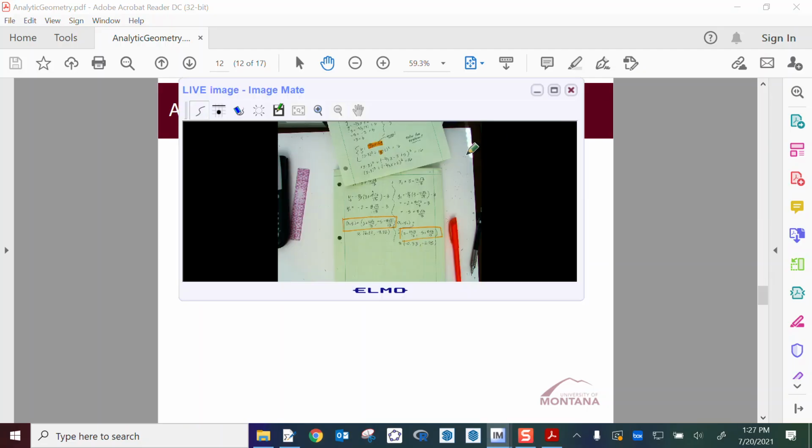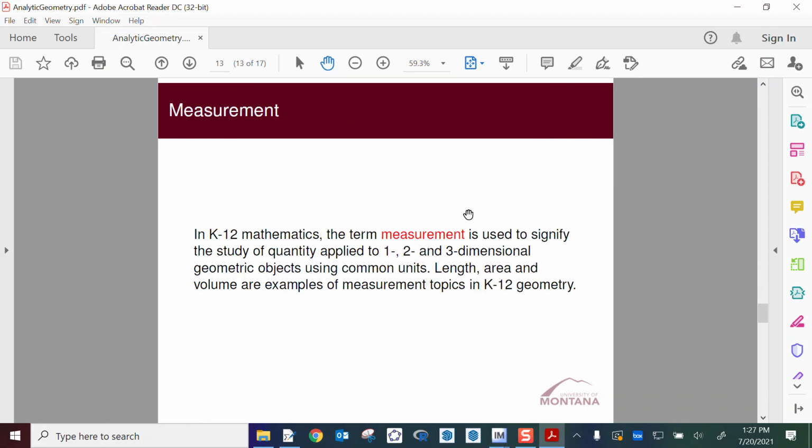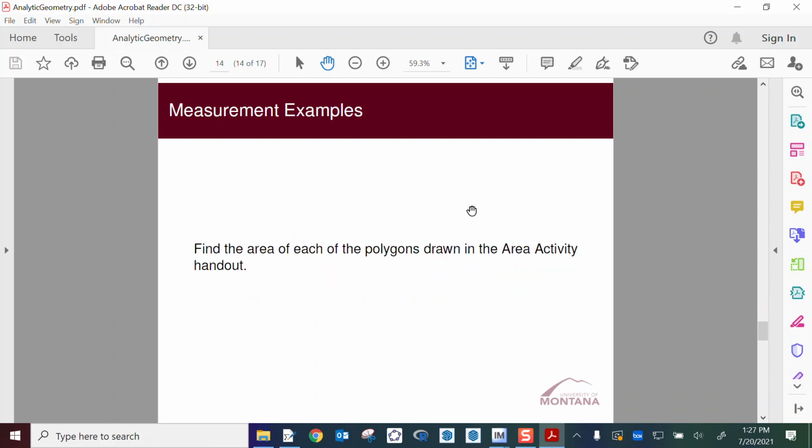All right, well, let's go back and move on to measurement. So skipping from analytic geometry to measurement, we use this term measurement basically to signify the study of quantity when it's applied to 1, 2, and 3-dimensional geometric objects using common units. So, things like inches or centimeters or square inches or cubic inches. So that's what I mean by common units. So length, area, and volume are examples of measurement topics in K-12 geometry. So let's take a look at a few of those.